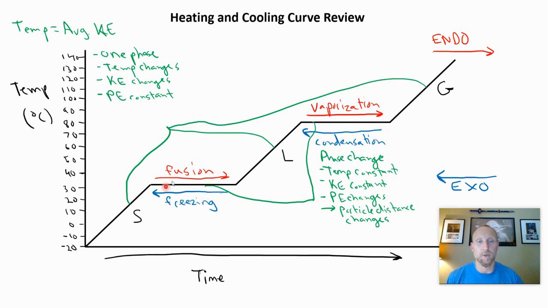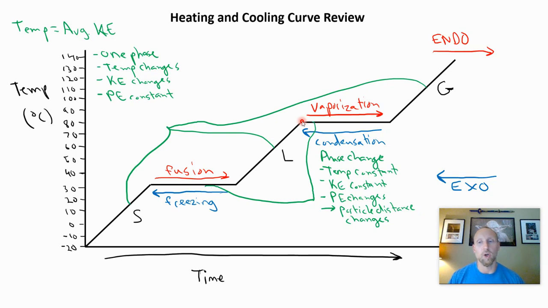When is your potential energy changing? During a phase change, right? If you're going in the endothermic direction, solid to liquid, you're spreading apart, potential energy is increasing. And then if you're going in the opposite direction, liquid to solid or gas to liquid, you're coming closer together and your potential energy is decreasing.